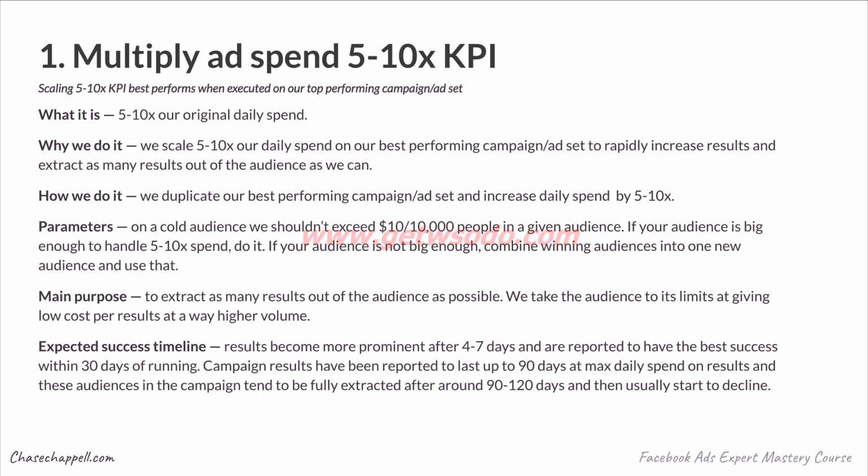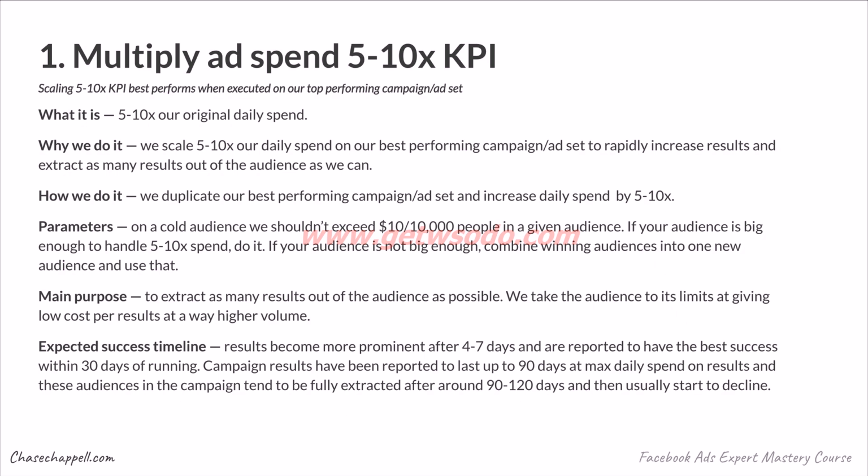So if you're at $5 daily, you could do 10 times the amount daily spend, and that would be $50 daily. And we scale 5 to 10 times our daily spend on our best performing campaign/ad set to rapidly increase results and extract as many results out of the audience we can. And how we do it is we basically duplicate our best performing campaign/ad set and increase that daily spend by 5 to 10 times. And the parameters on this is when you're doing this on a cold audience, we shouldn't exceed, for every $10 we spend daily, we should have more than 10,000 people in that given audience.